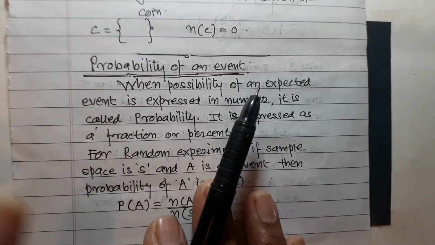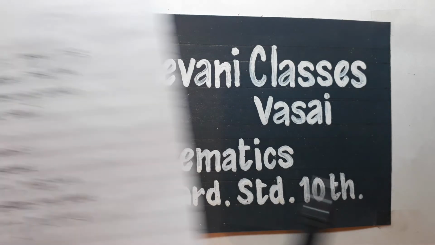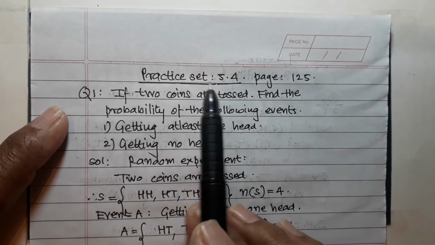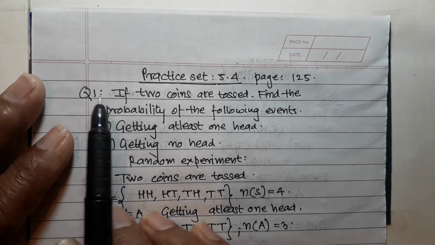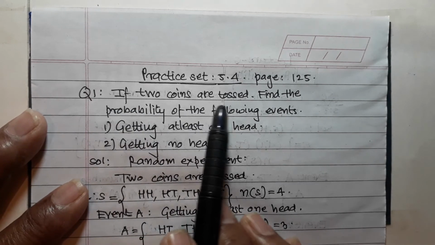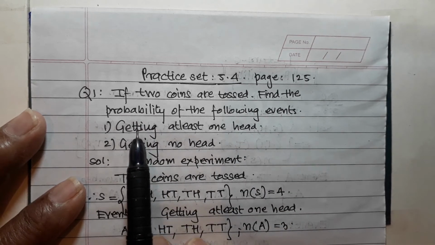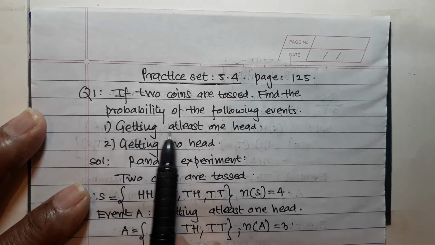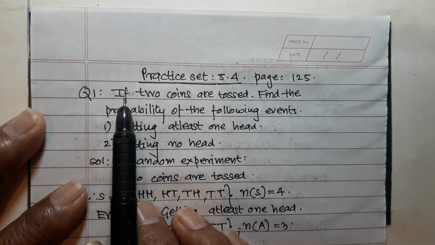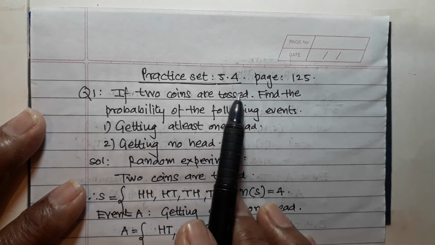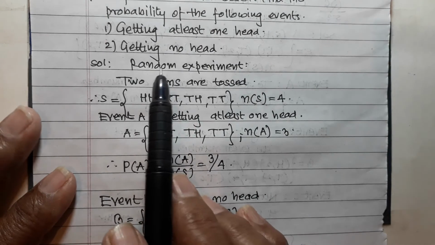Now I take some examples from the practice set so that you understand. Practice set 5.4, page number 125. Question number 1. If two coins are tossed, find the probability of the following events. There are two events given: getting at least one head and getting no head. So this is a random experiment. Two coins are tossed simultaneously. Try to understand the solution.